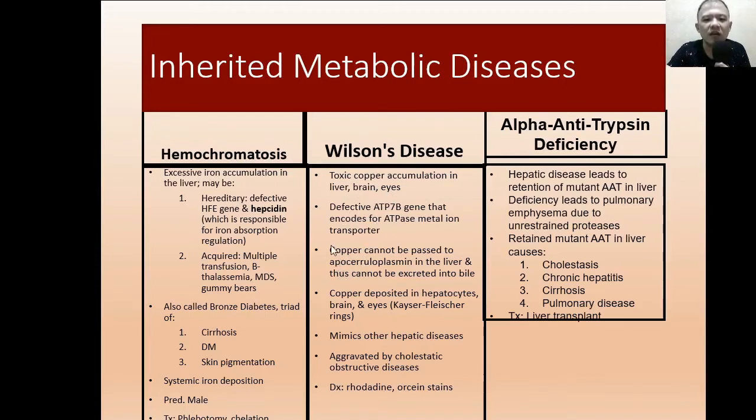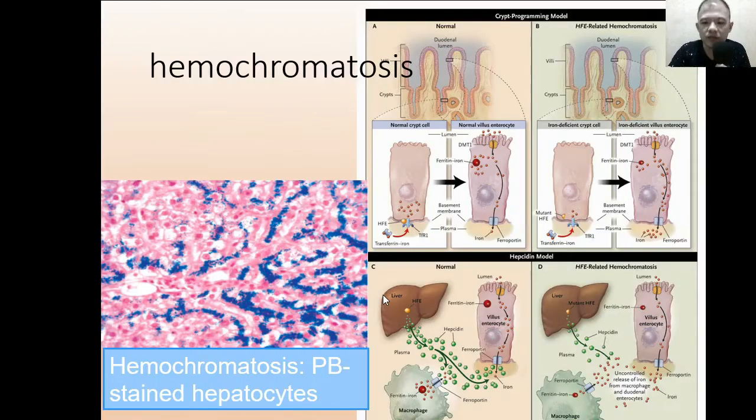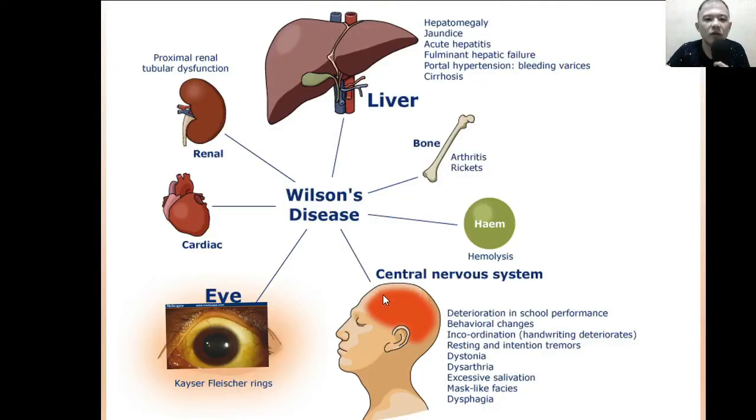What's the problem here is that the copper cannot be passed to apoceruloplasmin in the liver and thus cannot be excreted into the bile. So if you observe, you have retention of copper in the liver. That's number one. Also, please take note that there is retention of copper in the cornea, causing the Kaiser-Fleischer ring.